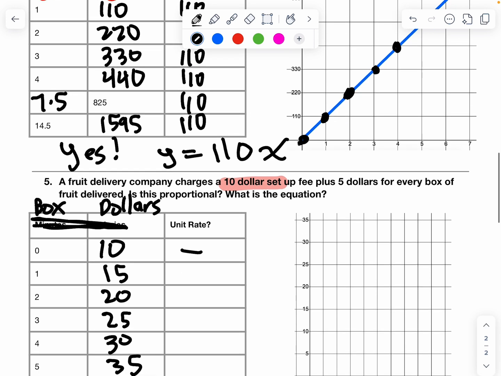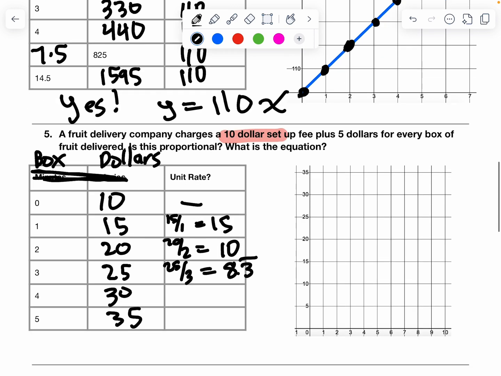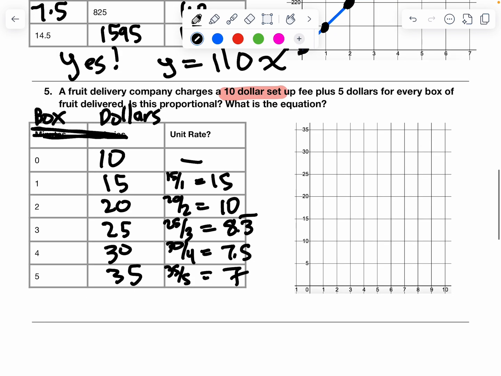So let's do this, okay? 15 divided by 1 is 15. 20 divided by 2 is 10. Do you notice how it's changing? It's not the same. 25 divided by 3 is 8.3 repeating. 30 divided by 4 is 7.5. 35 divided by 5 is 7. What's happening is the more boxes of fruit I buy, the less per box my cost is. So the answer to proportional is no, not proportional.